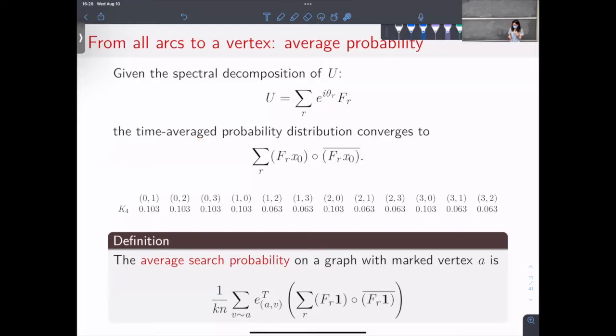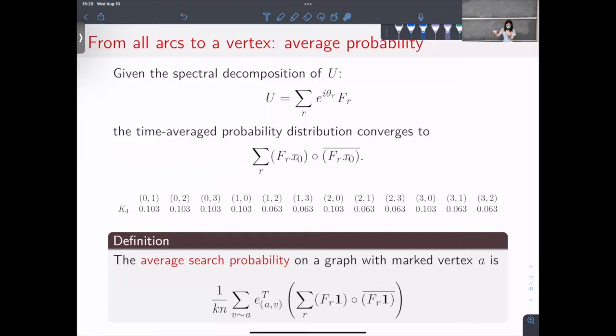Now, when you look at the time average probability distribution and take the limit, it turns out you can forget about the sum over the time, and you can even forget about the eigenvalues. The limit completely depends on two things: the initial state, x_0, and the eigenprojections of U. So this gives you a very simple algorithm to compute the distribution.